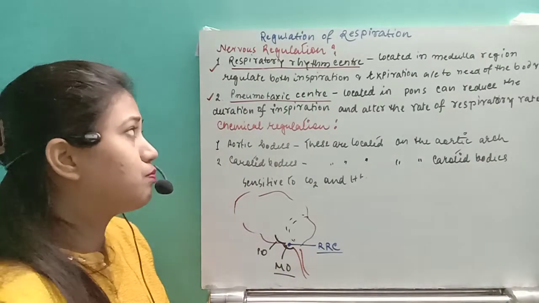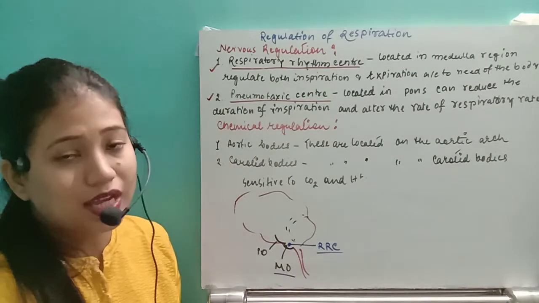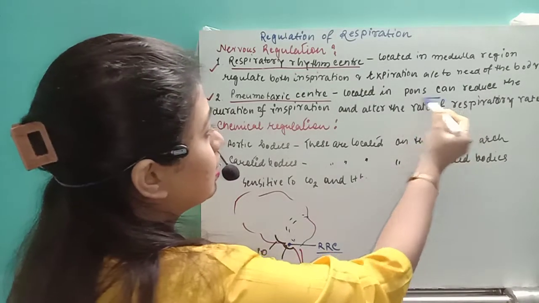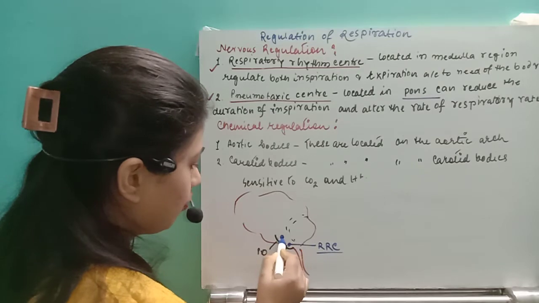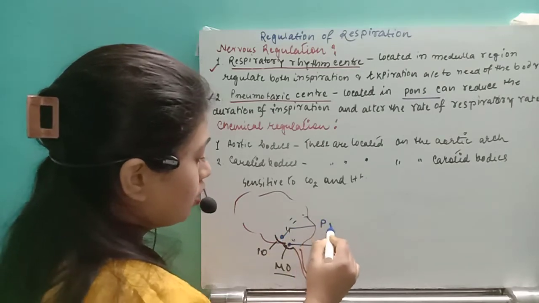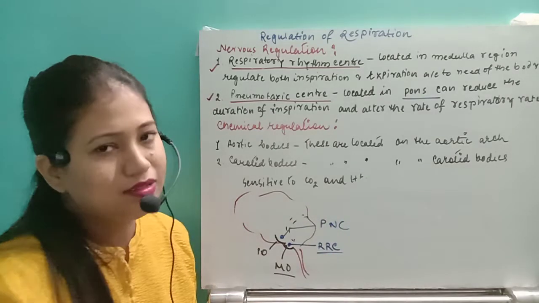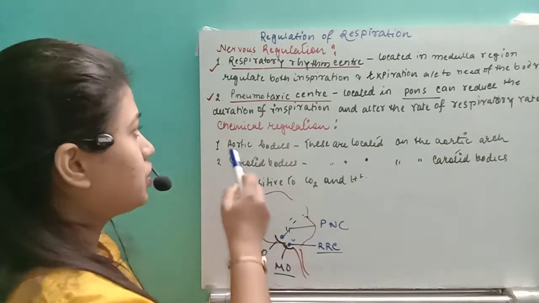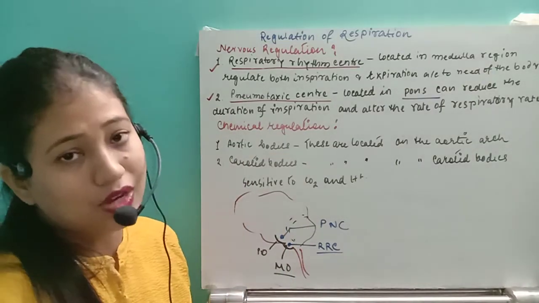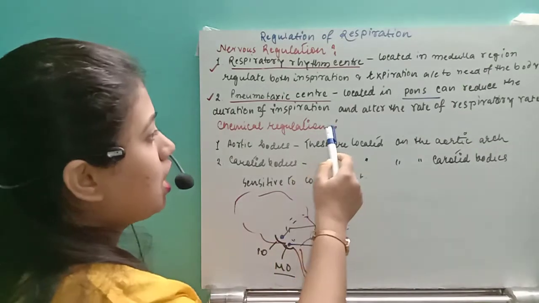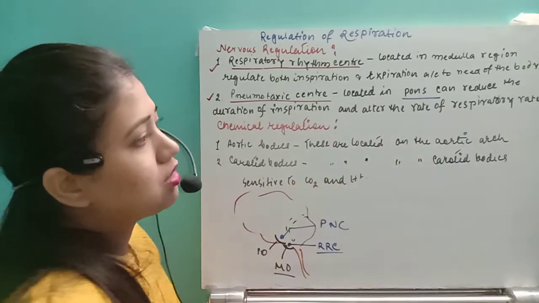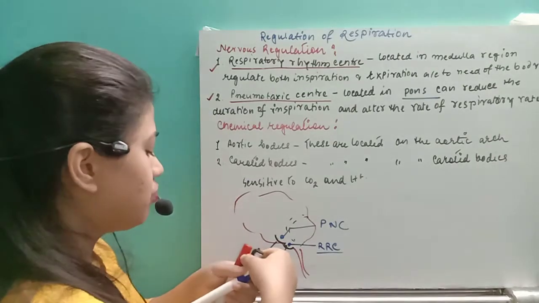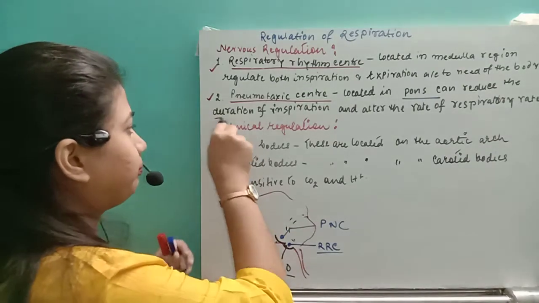Now after that, let's move to the next part, that is the pneumotaxic center. The pneumotaxic center is present in the pons. So here we have the pneumotaxic center, PNC. It is present in the pons region, and it can alter the rate of inspiration, and that's why it will change the rate of respiration also. That means it can reduce the duration of inspiration.